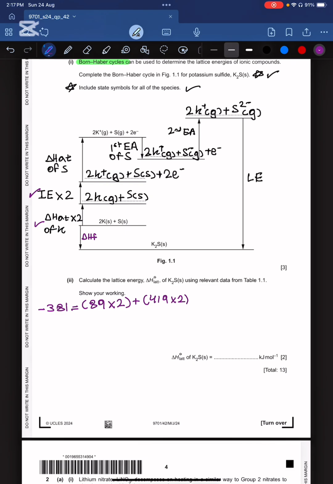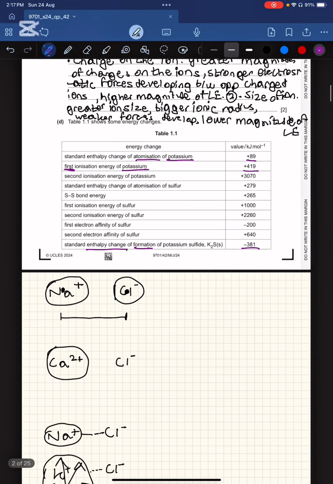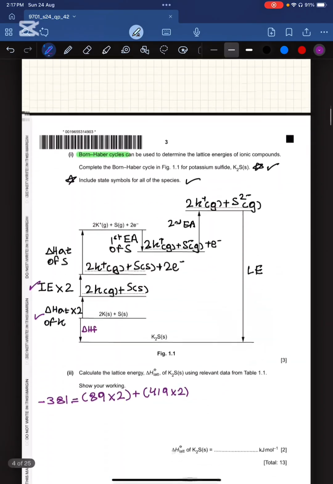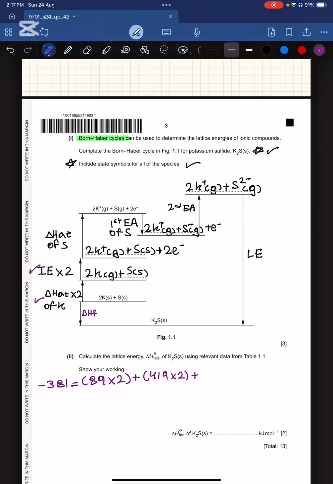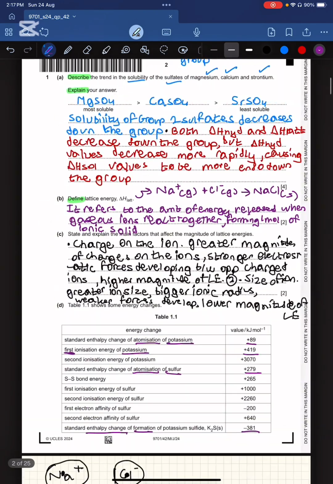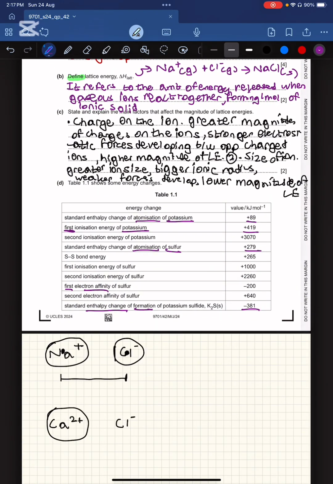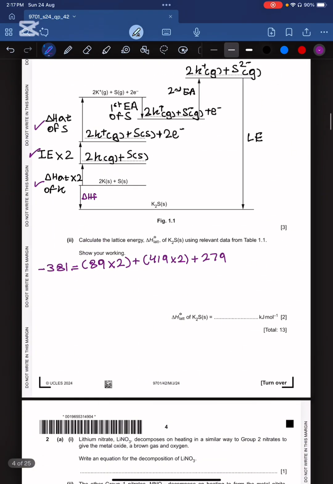Enthalpy change of atomization of sulfur. So this is 279 times 2. Or is it times 2? It's not times 2. So it's just plus 279. Then is the first electron affinity of sulfur. First electron affinity of sulfur is minus 200. Second electron affinity is plus 640.